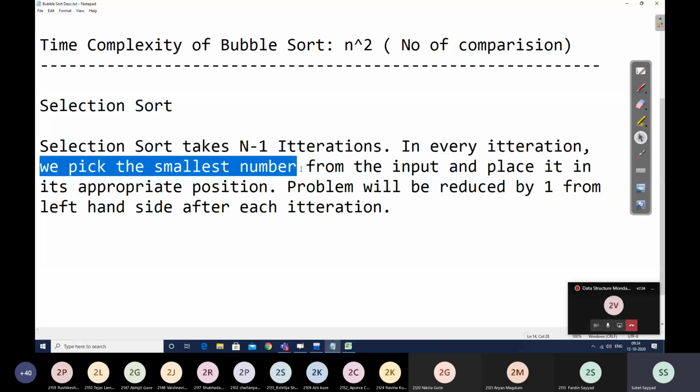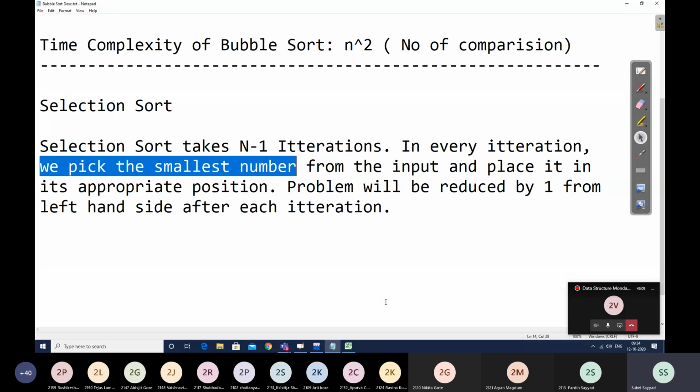See, in case of bubble sort, we were doing push. Push means we were doing a swap every time. It was not like I found the largest number and only one time I did a swap. No, I did it from left hand side to right hand side. But here it is not like pulling the smallest number. Here it is picking the smallest number. So swap will happen only at the end. So I have to pick the smallest number.